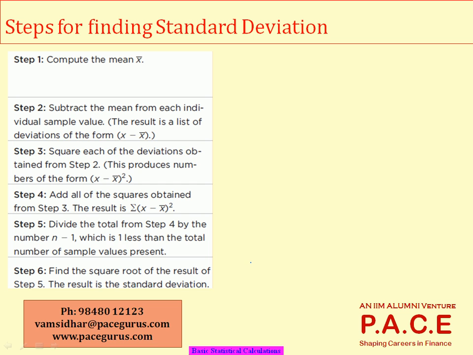Just as a quick summary of how we find the standard deviation: for any data that is given, first compute the mean, then subtract the mean from each of the individual values separately, then square those subtractions, add up all those squared subtractions, divide that total by n minus 1, and take the square root of the result. That is what will give the standard deviation for your sample.